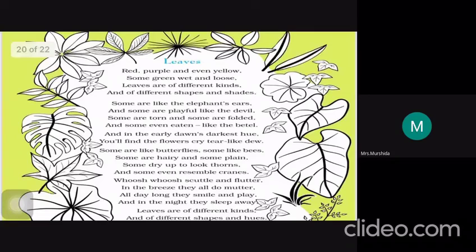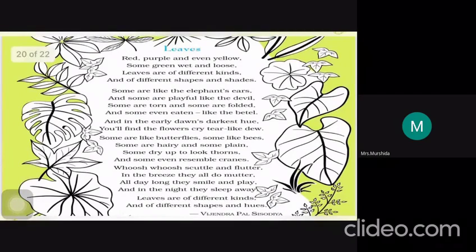And in the early dawn's darkest hue, you will find the flowers cry tear like dew. Some are like butterflies, some like bees, some are hairy and some plain. Some dry up to look like thorns, and some even resemble cranes. Whoosh, whoosh, scuttle and flutter, in the breeze they all do mutter. All day long they smile and play, and in the night they sleep away. Leaves are of different kinds and of different shapes and hues.